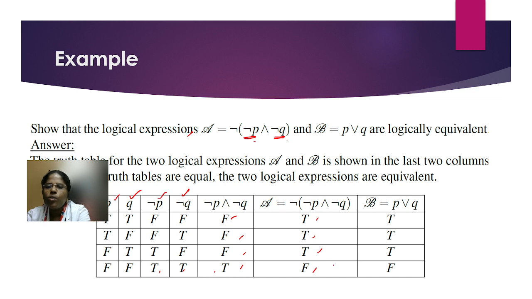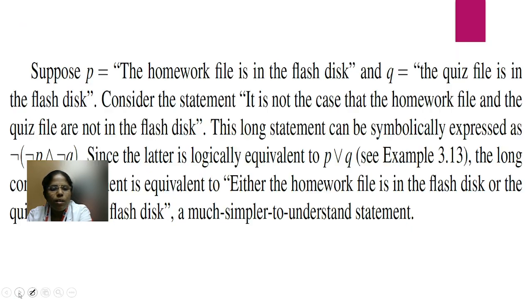For B, we need to take P or Q. For the OR, if true comes, you will have true. So true, true, true, false. See, both have the same truth value. Both the truth tables are the same, so therefore I can say both the expressions are equivalent. It's very easy now. You can do the homework.